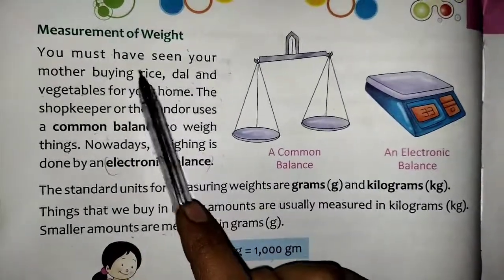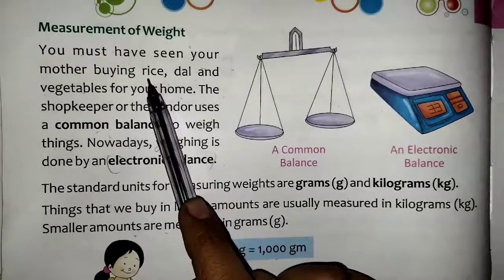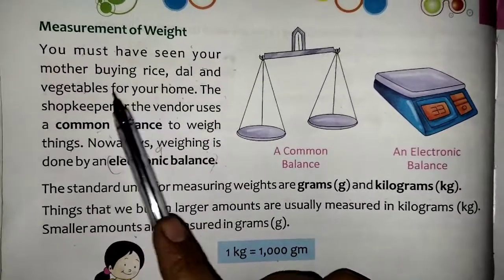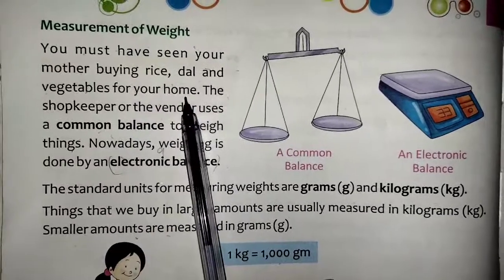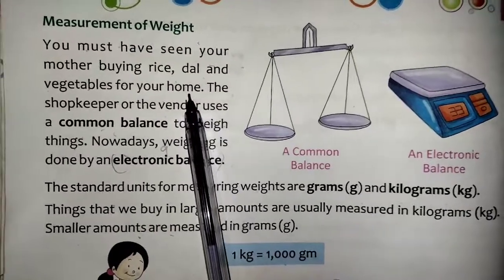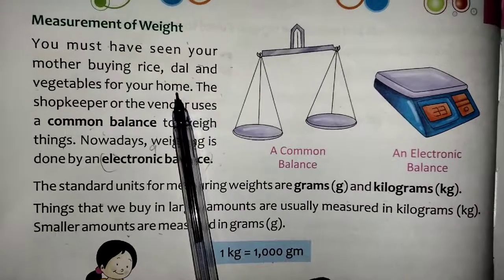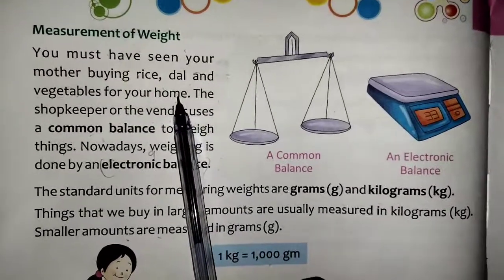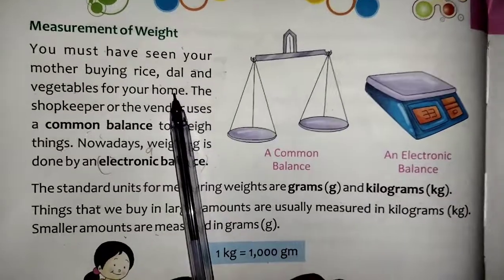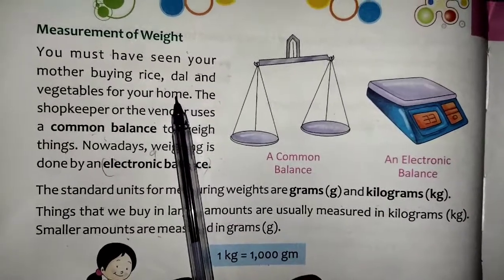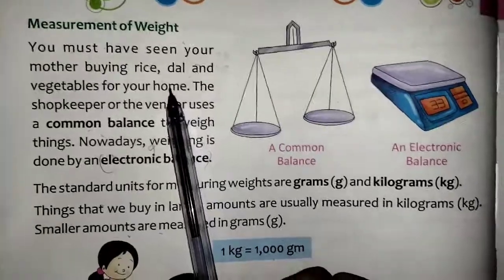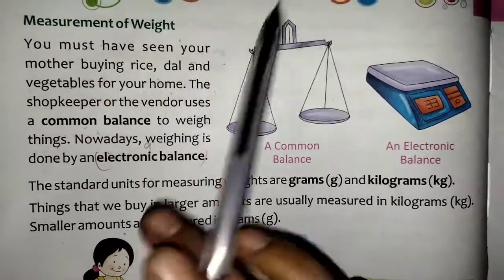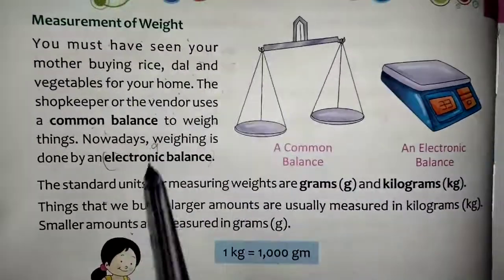You must have seen your mother buying rice, dal and vegetables for your home. Your parents go to the market and get vegetables, fruits, yes or no, as well as rice and dal to cook nice food for you, yes or no. They go to the shop and get the things.